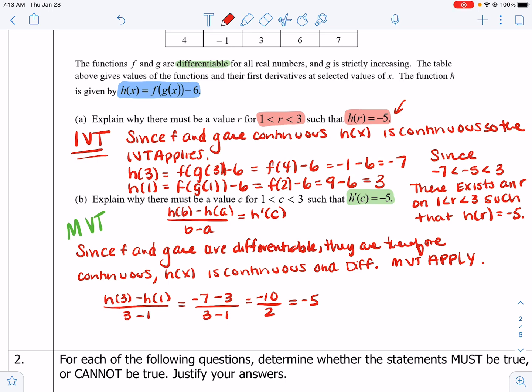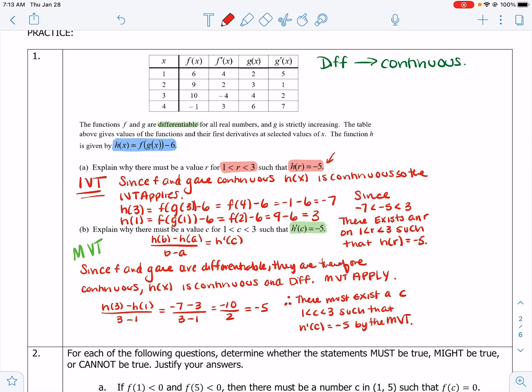Okay, so when you're looking here, this is telling you, therefore, there must exist a c, and specifically on that interval between 1 and 3, such that h prime of c equals negative 5 by the MVT. Okay, guys, this is actually an AP question. This is one free response question. I forget what year it's from, but this literally is an AP question. Just going back and stating the theorems that you know, stating your conditions. Conditions are part of the scoring guidelines for those questions, and then answering from there in full sentences.